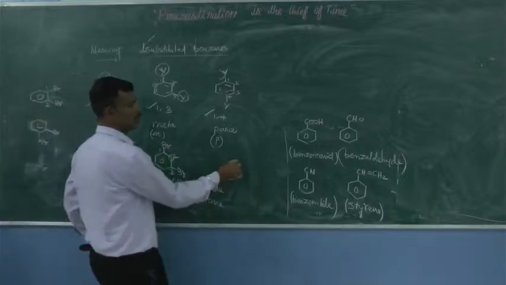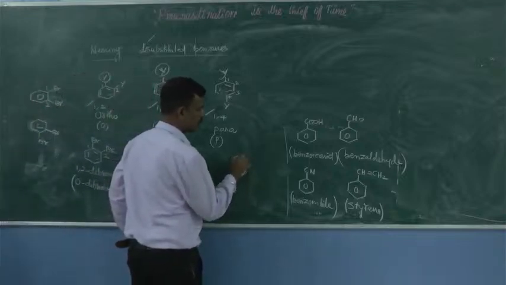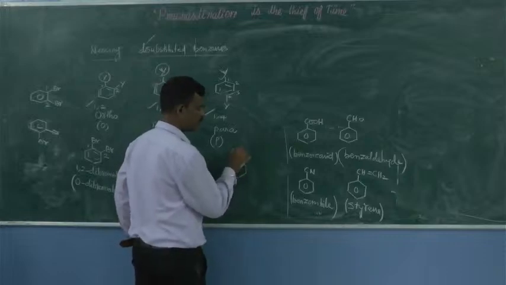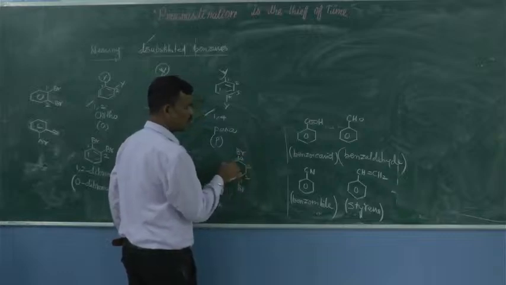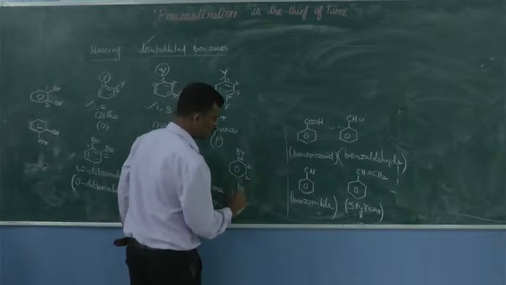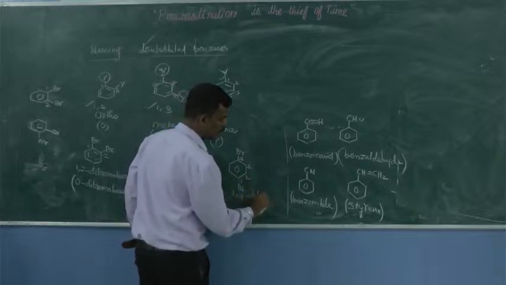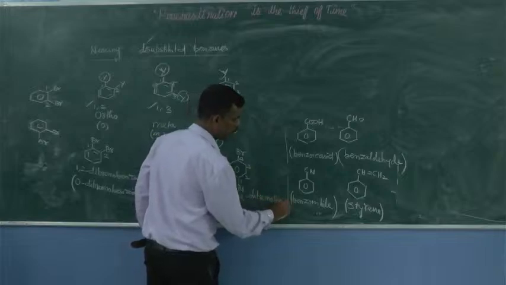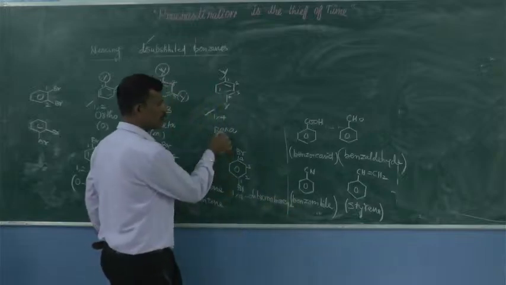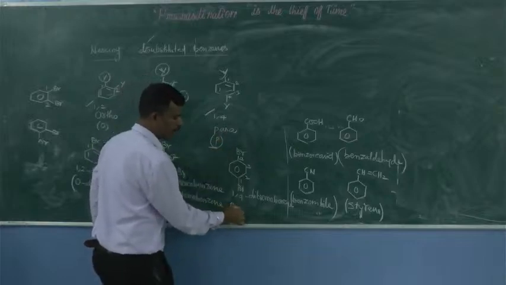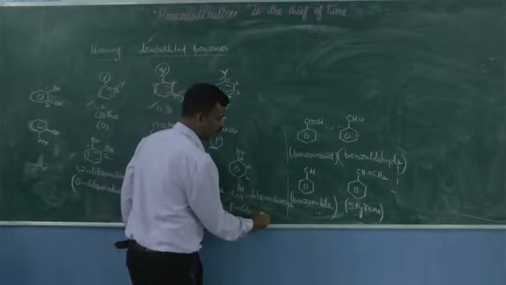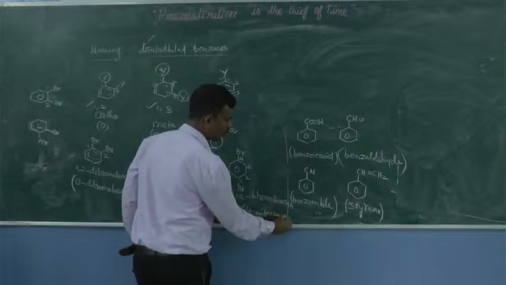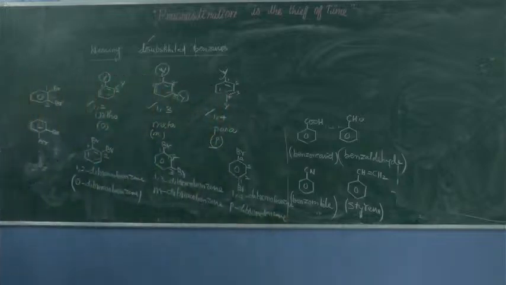What about this one? So 1 2 3 4, it is 1 4. So 1 4 dibromobenzene. Is it clear? What is its common name? Para, P. Para dibromobenzene. Okay. Is it clear? Yes. Yes or no? So okay.